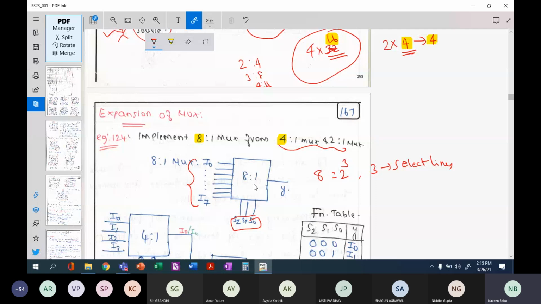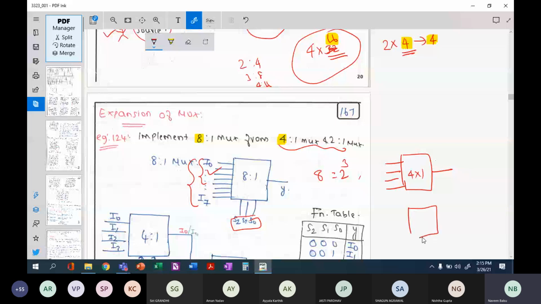Now if I want to implement it using 4 cross 1 multiplexers, I just explained that you will require 2 4 cross 1 multiplexers. So how does it look like? I'm just drawing the block so that you can visualize it better. I'm going to have 2 4 cross 1 multiplexers. When I have 4 cross 1, one output, 4 inputs. So my first 4 inputs are taken care of.